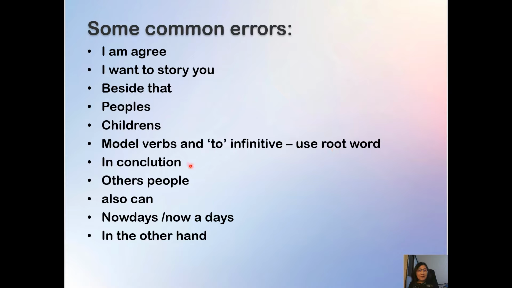Another common error is this, the spelling of the word conclusion. Instead of the S-I-O-N, the students mostly spell with T-I-O-N. So students, please be careful with this, yeah? And this is also another common error made by the students. Instead of saying other people, they will say others people, which is wrong. It's either other people or others.